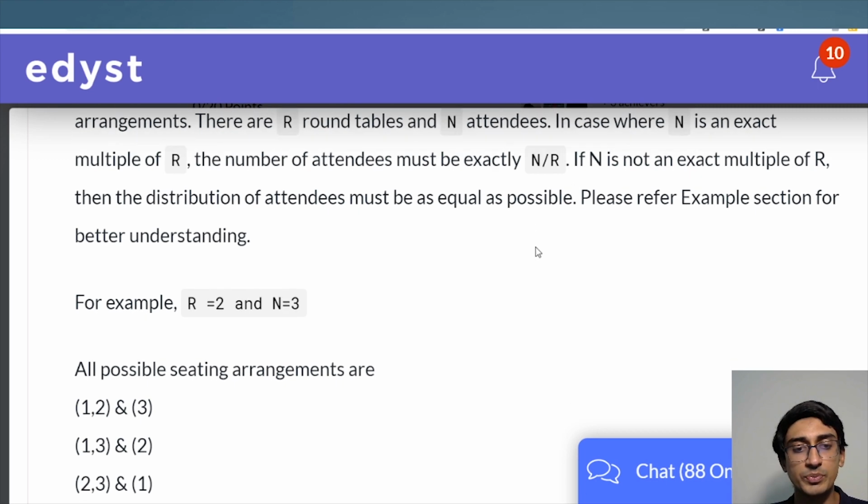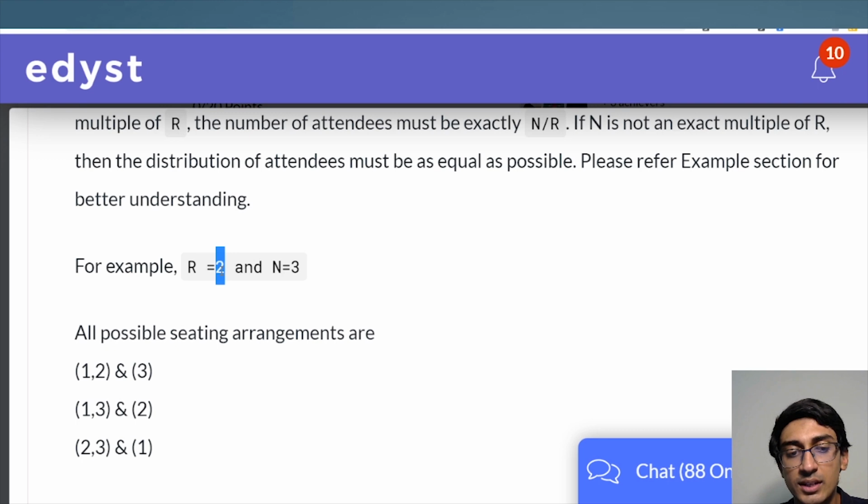What do I mean by this? So for example, r is equal to 2 means that there are 2 tables, right? And there are 3 people possible. Now n is equal to 3 means 3 people. 3 people you can't really divide amongst 2 tables unless you cut one person in half, which is not advisable.